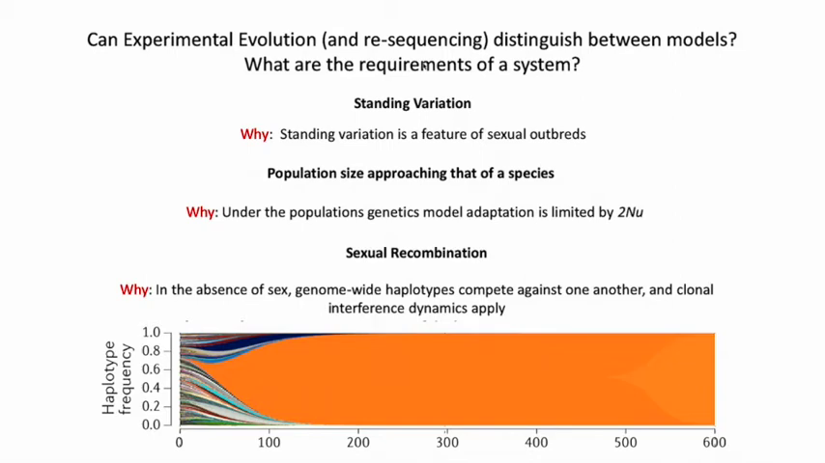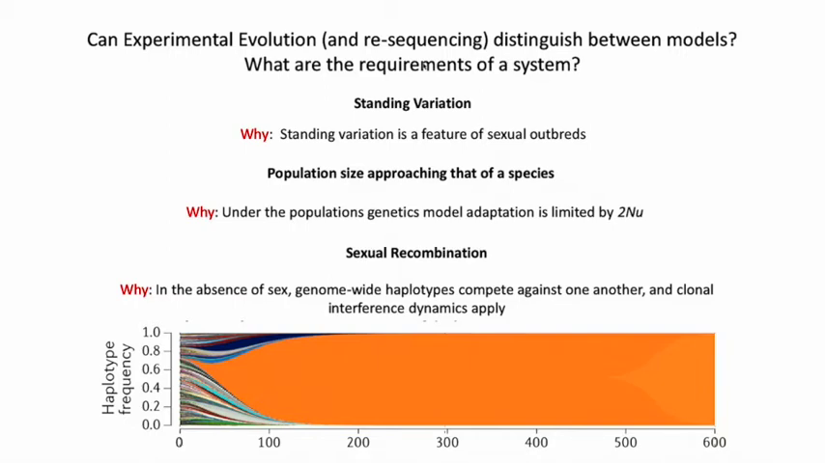So it's pretty clear now that if we want to model evolution in sexuals, we need standing variation, because that's what sexual outbreds have, and it's pretty clear that if you have standing variation, a lot of selection, at least initially, is on that variation. We want population sizes that are maybe approaching that of a species. That's because if we really want to give mutations a fair chance to matter, the total adaptation due to new mutations is limited by 2 times the population size times the mutation rate. So in a small population, mutations never have a chance to matter.